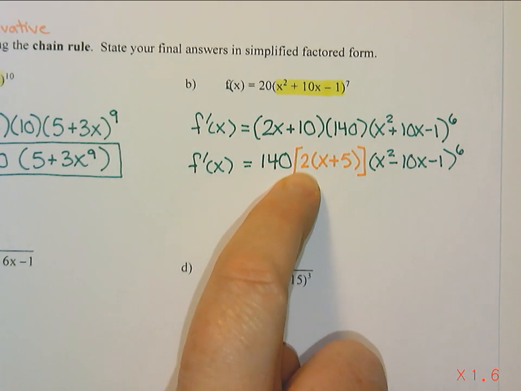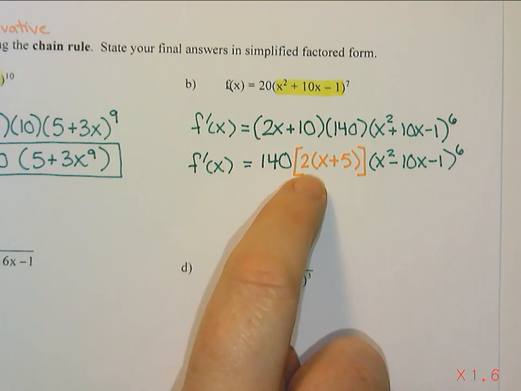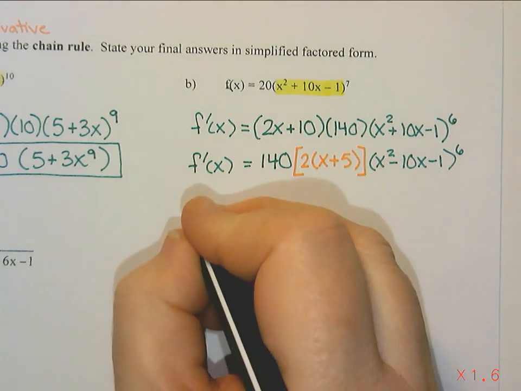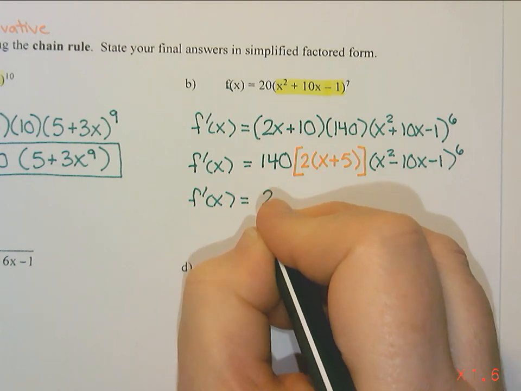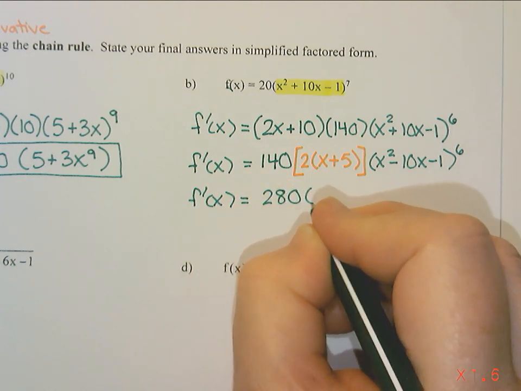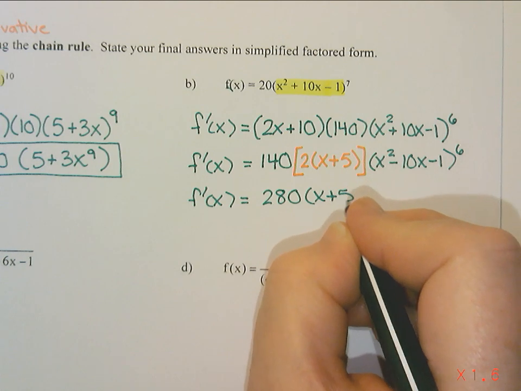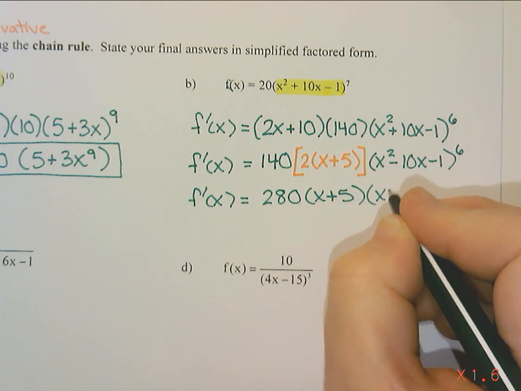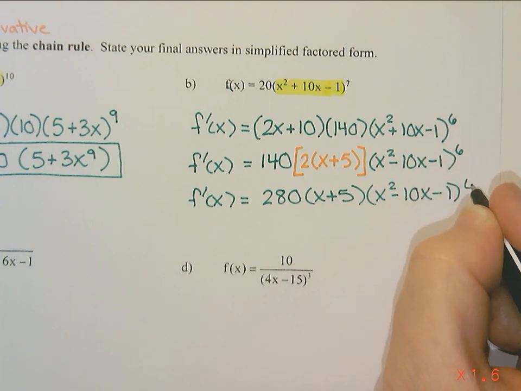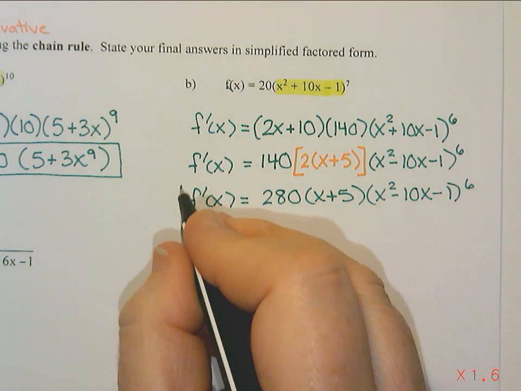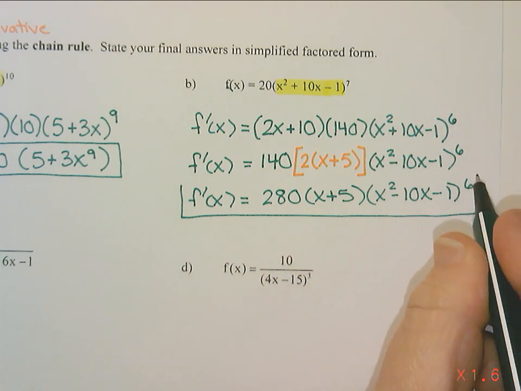Last thing I would do is, because I have factored this, I can now multiply the 140 and the 2 together to get f prime of x is 280 times (x plus 5) times (x squared plus 10x minus 1) to the 6. And there is my final derivative in factored form.